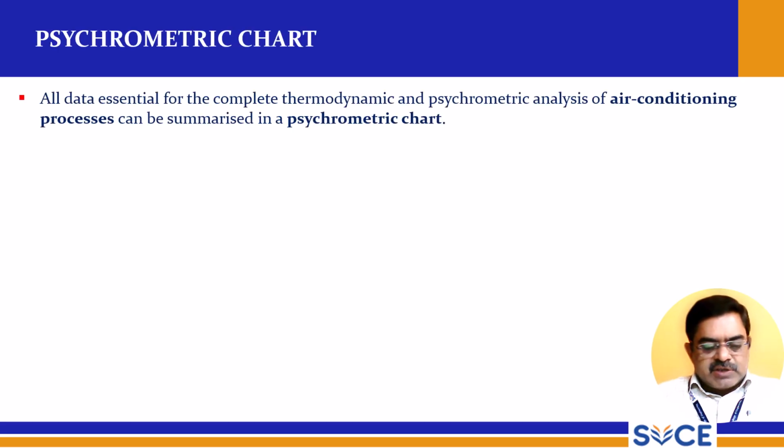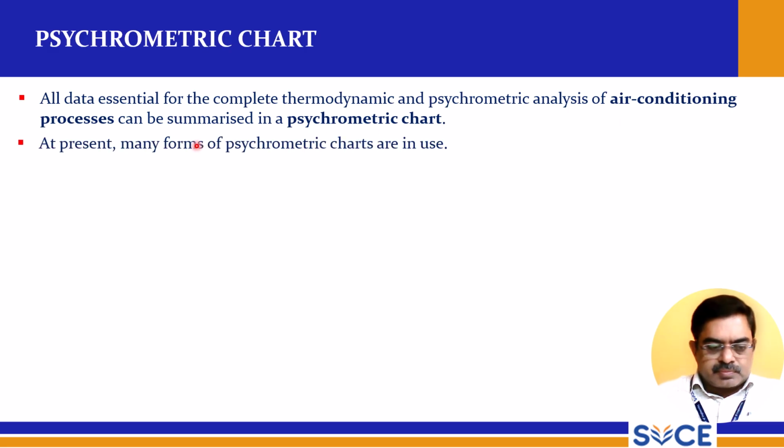So the psychrometric chart: all data essential for complete thermodynamic and psychrometric analysis of air conditioning processes can be summarized in a psychrometric chart. That is the chart where we can get all the information, and a complete thermodynamic and psychrometric analysis can be done using this chart, which is essential to this system, that is, air conditioning processes.